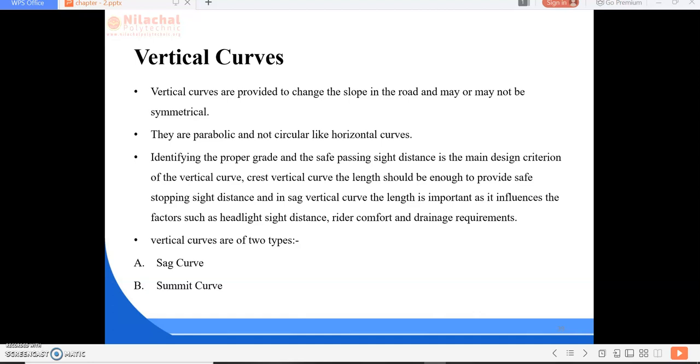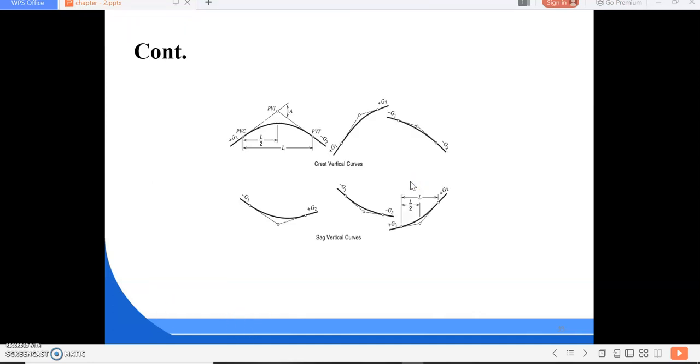Vertical curves are of two types. The first is the sag curve and the second is the summit curve. We can see the vertical curves and sag vertical curves here. I just want to tell you what a sag curve or summit curve is: a sag curve or valley curve, and a summit curve.